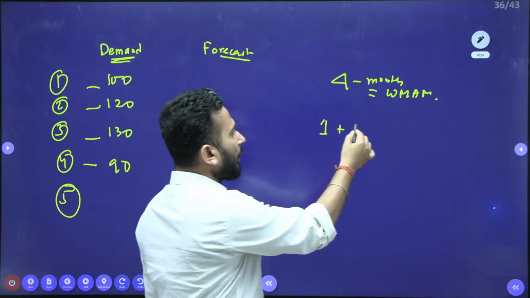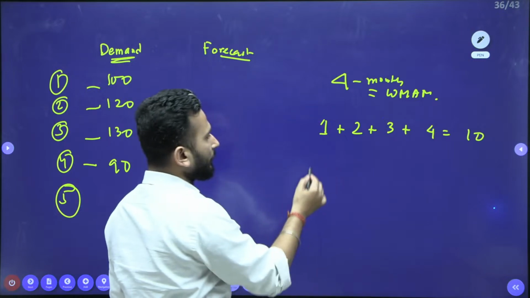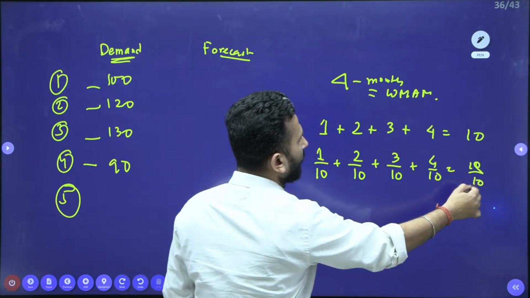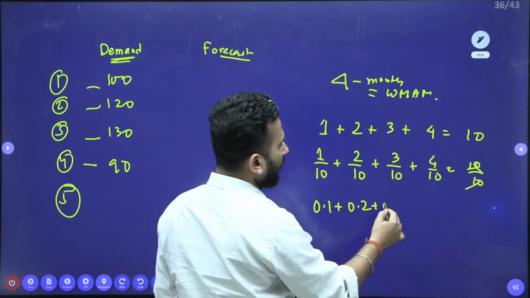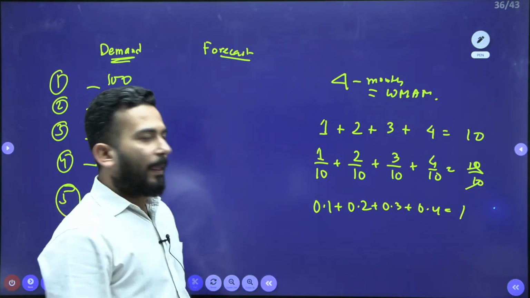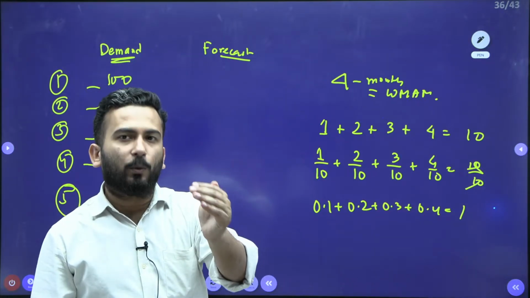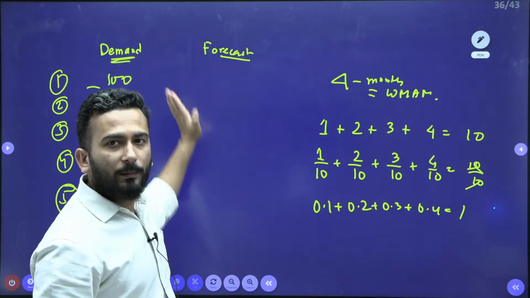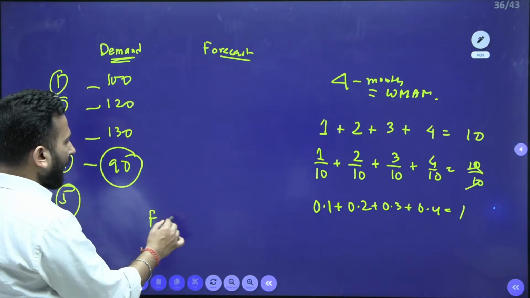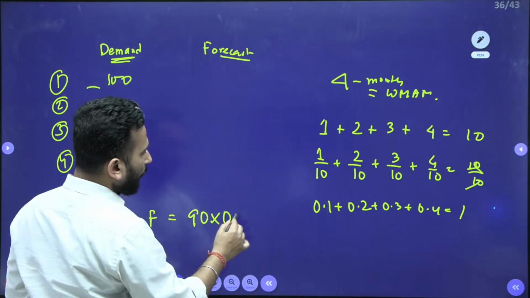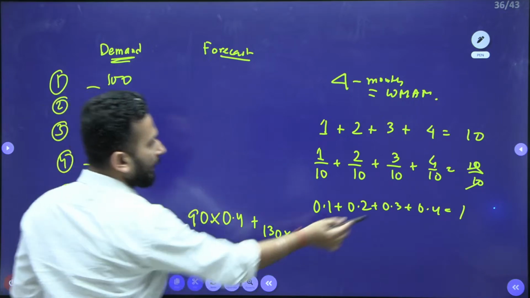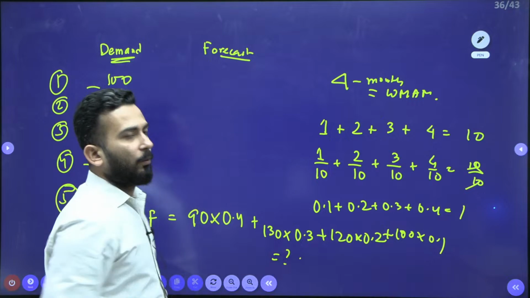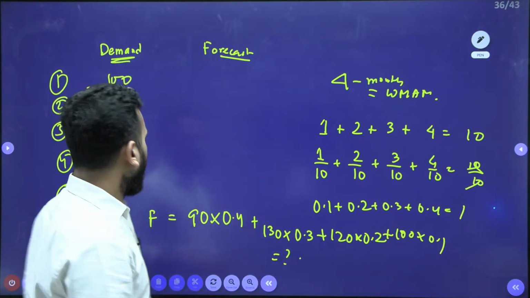So what I have to do? I have to simply write 1 plus 2 plus 3 plus 4. It is nothing but 10. Yes or no? Now divide by 10. So 0.1, 0.2, 0.3, 0.4 is equal to 1. So you have to assign the maximum weight to the most recent demand, which is 90 over here. Then decreasing weights as recency goes away. So finally if they ask you the forecast for the 5th period, it is 90 into the most recent weight 0.4, plus 130 into 0.3, plus 120 into 0.2, plus 100 into 0.1, and whatever is your answer. Getting or not? So this is weighted moving average method.